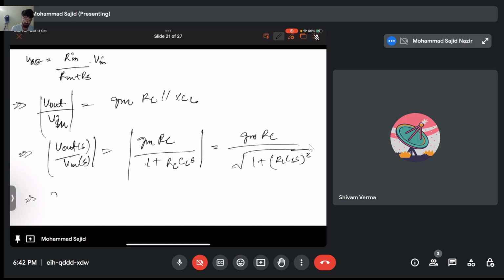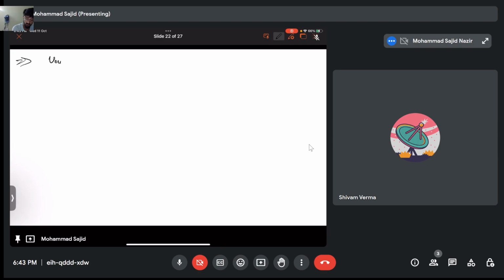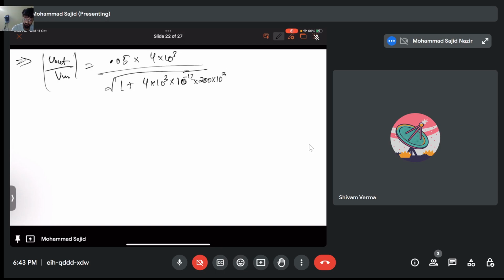Okay, now what is GM? GM for BJT is simply IC by VT. It is noted down as well. IC is 1.5 milliampere, while VT is 26 millivolts, so it comes out to be 0.05. So substituting it in the relation, you will get V output by V input is equivalent to 0.05 multiplied by RC, which is 4K, times 10 to the power 3, divided by 1 plus 4 times 10 to the power 3 multiplied by the capacitance values. Okay, and it comes out to be 119.4.